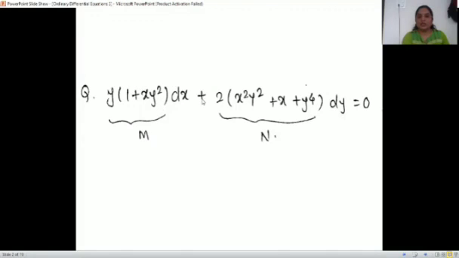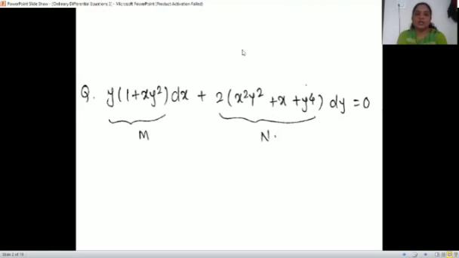Every term is having the same degree. So here if we check, y into 1, that is y degree 1, but here is x into y cube, so degree is 4. So the terms are having different degrees, so we cannot say the equation is homogeneous.